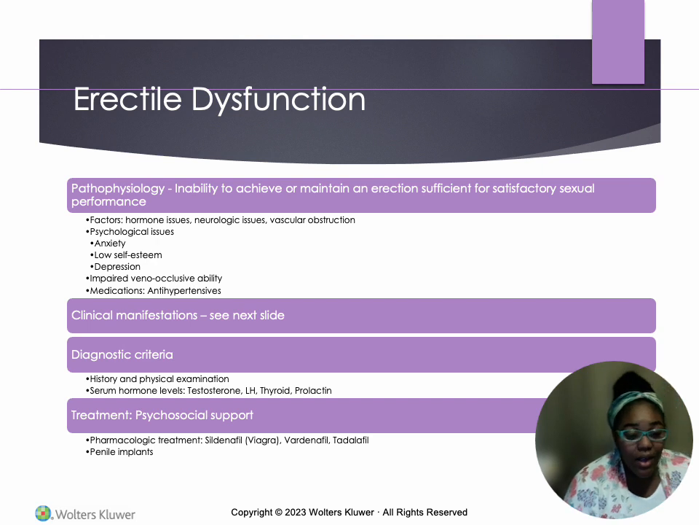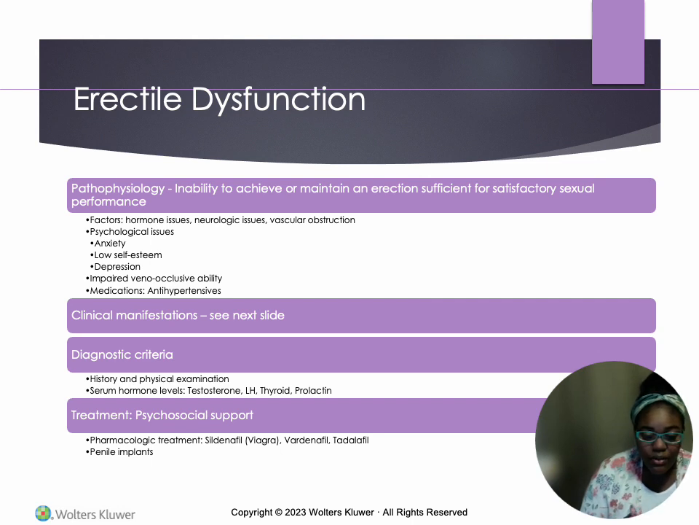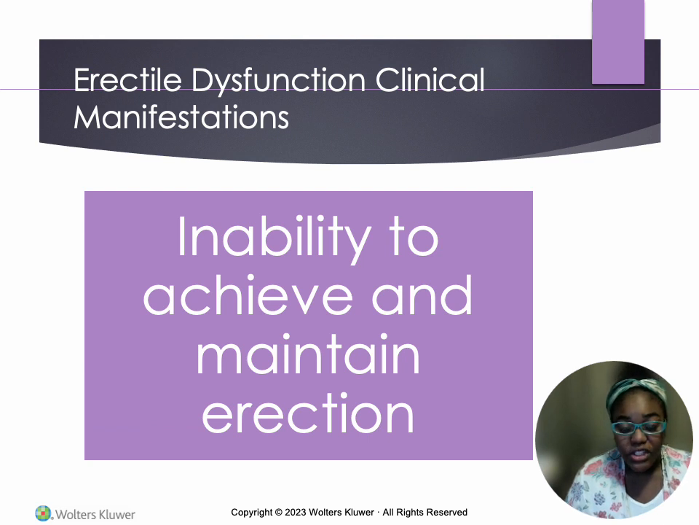As far as your diagnostic criteria, you have a history and physical examination, and your serum hormone levels include testosterone, luteinizing hormone, prolactin, and thyroid. So they'll look at those levels. And as far as treatment, you want to do psychosocial support, pharmacological treatment. One of the more common treatments is Viagra or sildenafil. The -afils are the class that would support this. And you may even see penile implants for erectile dysfunction. As far as your clinical manifestation, it's just one thing, and it is the inability to achieve and maintain an erection.